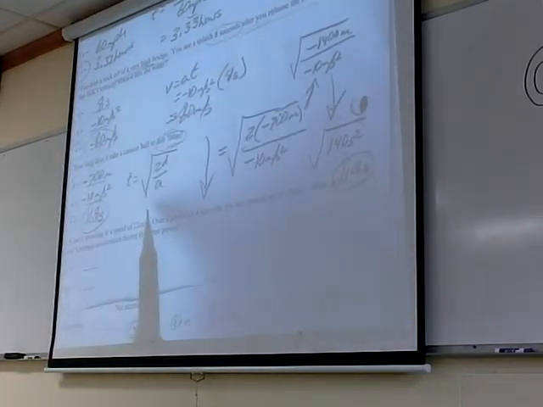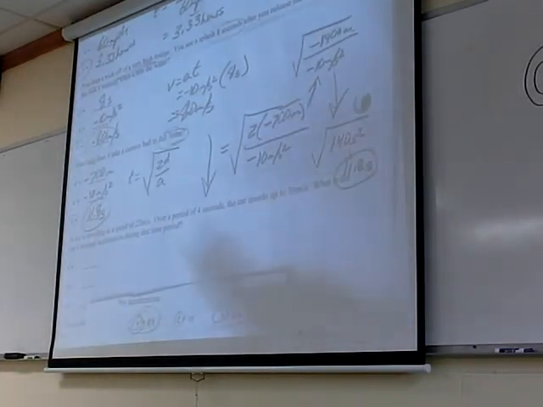Other than getting the right formula and getting the right numbers, the key is to do it in the right order. You've got to do all of the multiplication and division before you take the square root. So taking the square root is the last step on that.